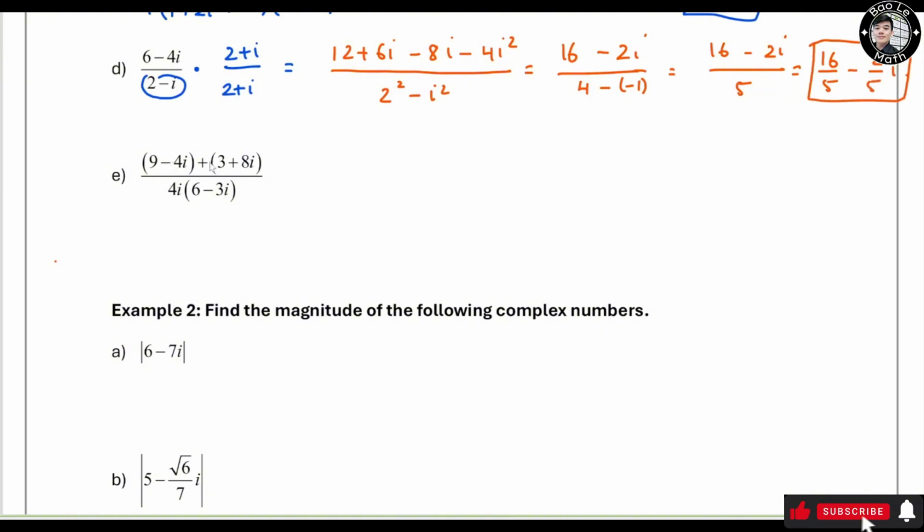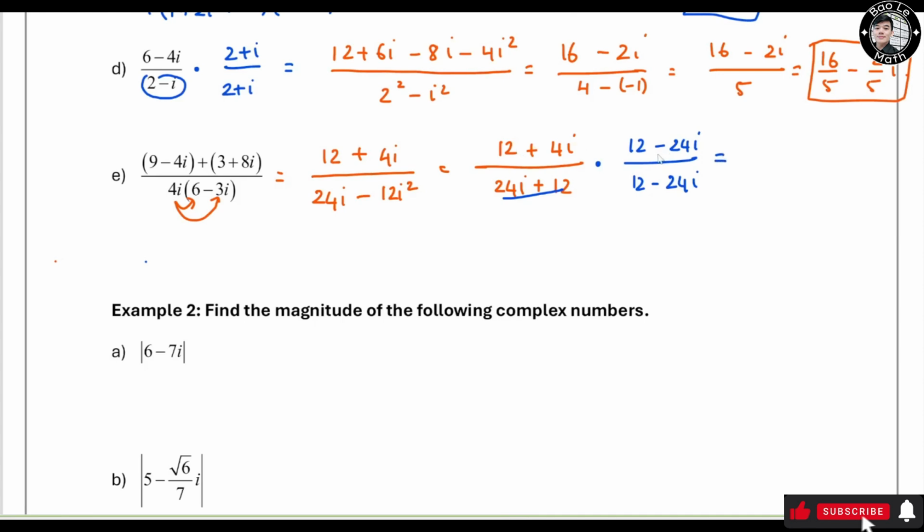Now question E. We're going to simplify the numerator by adding two complex numbers, right? So 9 plus 3 is 12. -4i plus 8i is going to be plus 4i, divided by, we distribute this. So it's going to be 24i minus 12i squared, right? So it's 12 plus 4i divided by 24i. i squared equals -1, so this turns out to be plus 12, right? So we need to multiply the top and bottom by this one's conjugate, right?